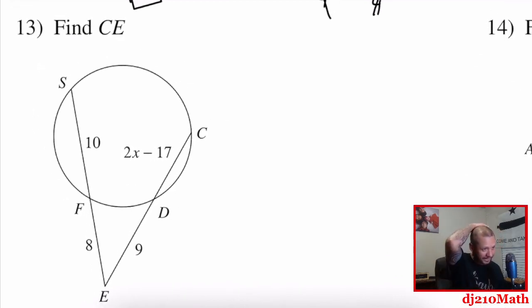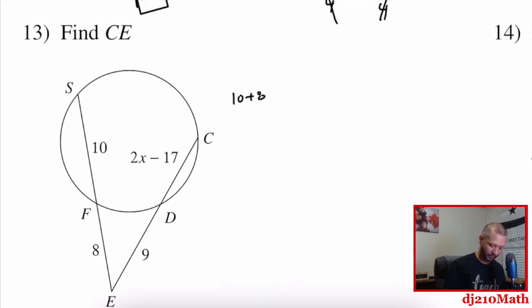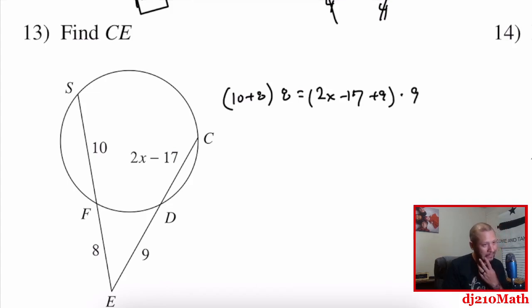All right, CE. Let's get it. So 10 plus 8, that's the whole side, times the outside part, is equal to 2x minus 17 plus 9 times 9. So left-hand side, 10 plus 8 is 18 times 8. So 18 times 8, 144. It's a nice number.